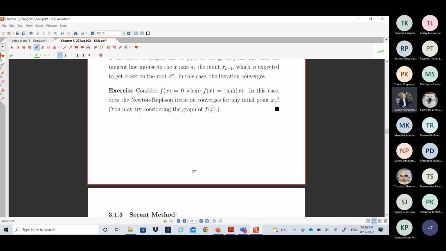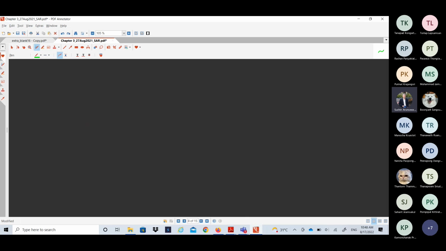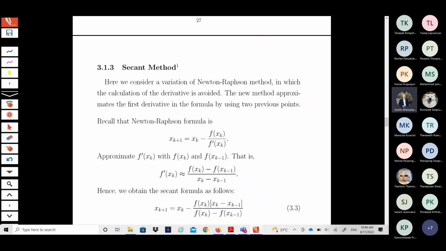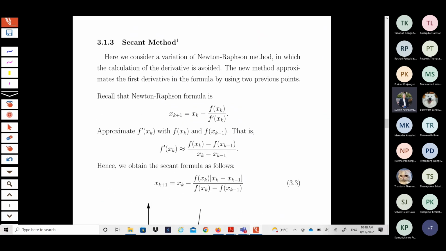I'll give you this as an exercise because otherwise we'll spend too much time on the lecture. And this is why I give you some exercise. That means for exercise, that's the suggestion for you to consider after the lecture.